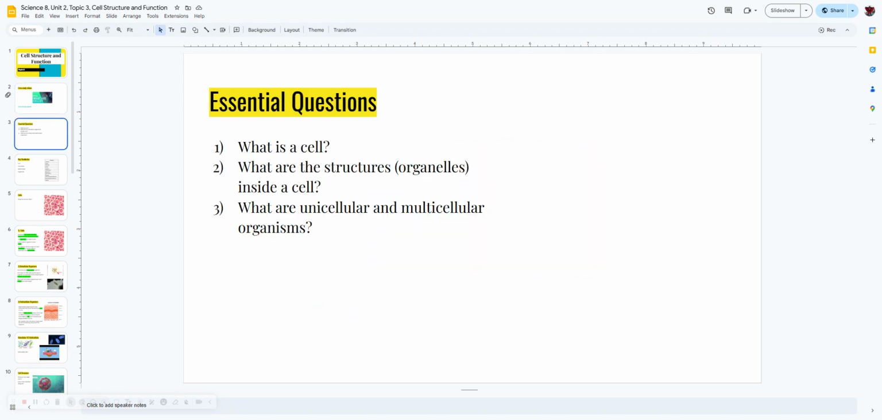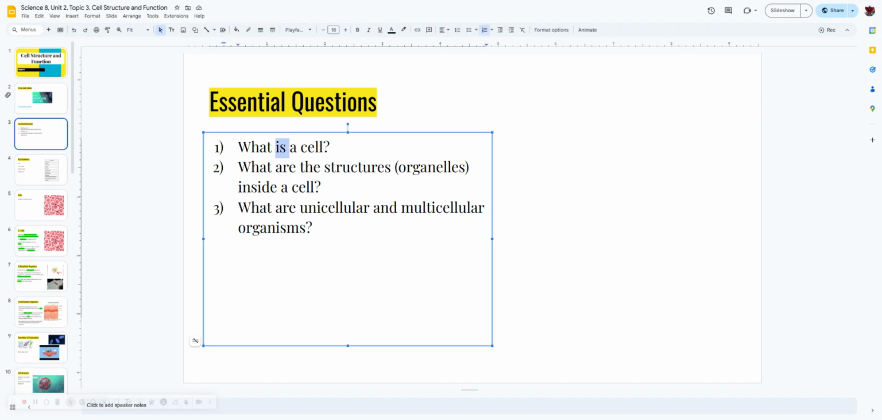Essential questions. So again, remember, essential questions, we should be able to answer these by the time we're done this topic. Okay, so we're going to be able to answer, what is a cell? We're going to be able to answer, what are the structures inside a cell? These are also called organelles. And what are unicellular and multicellular organisms?